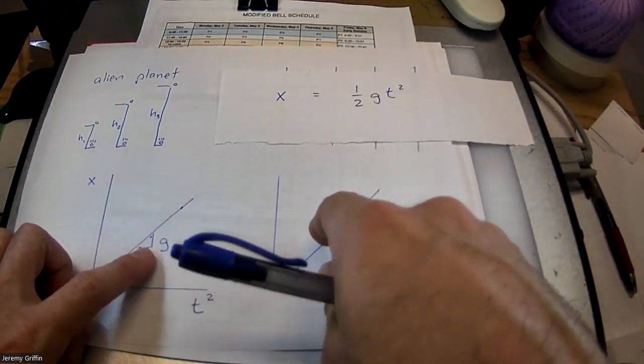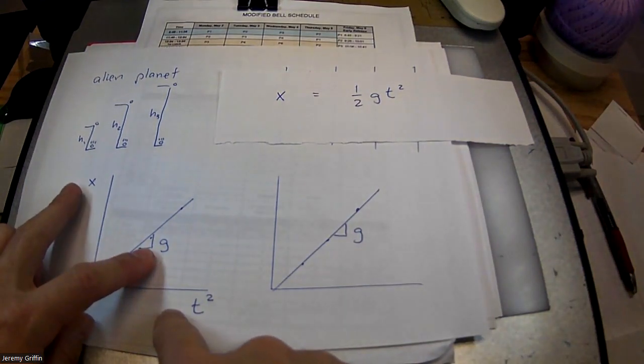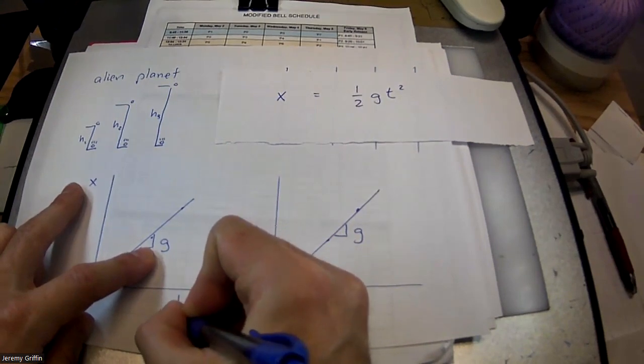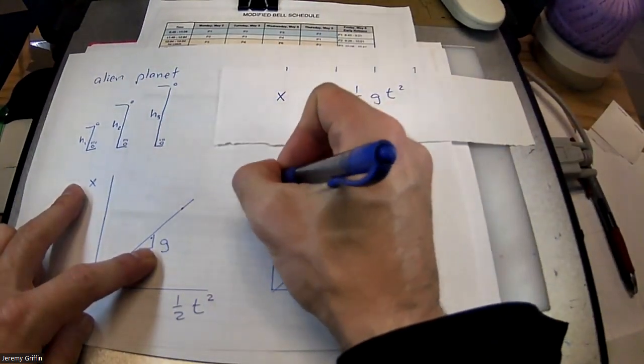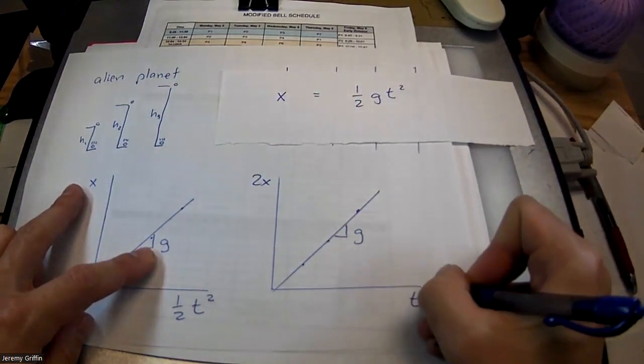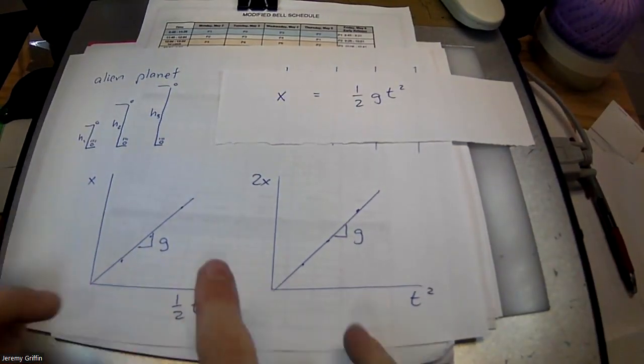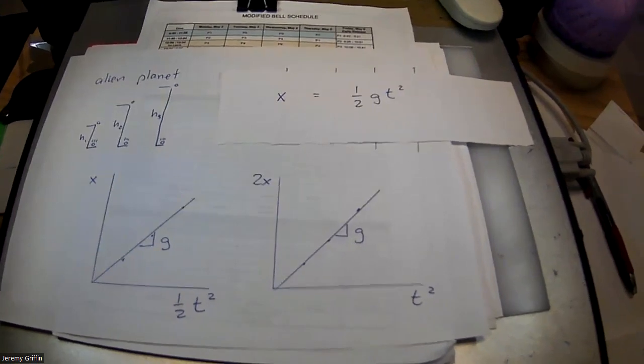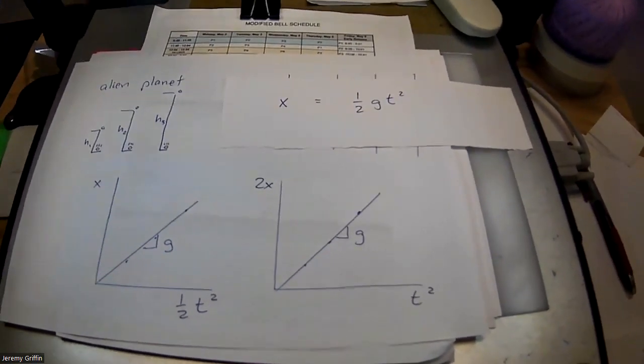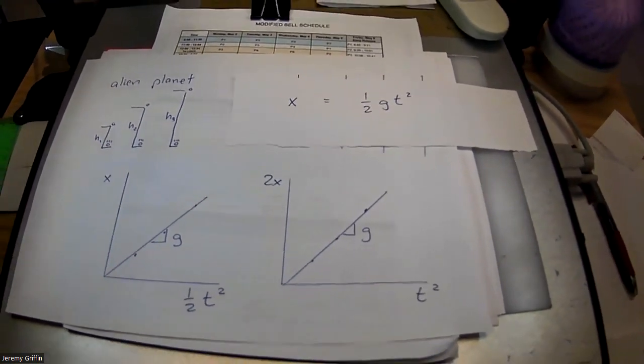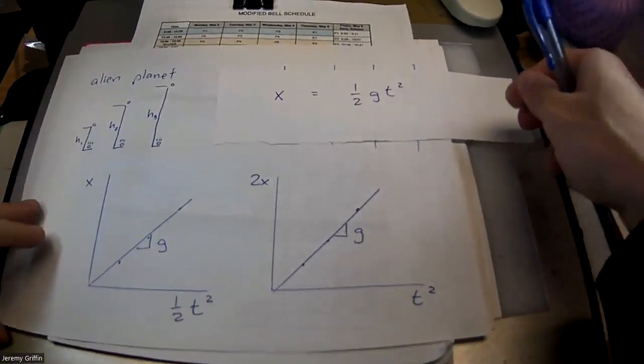But if you want it to be exactly g, what's one way to do it? You could do what? 1/2 t squared? Yeah, you could do that. That's one way. Another way is you could go 2x versus t squared. Both of these would give you a slope of exactly g. You guys can linearize graphs like that, because that takes the form like y equals mx, right?